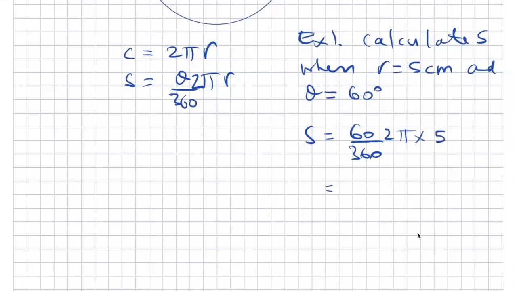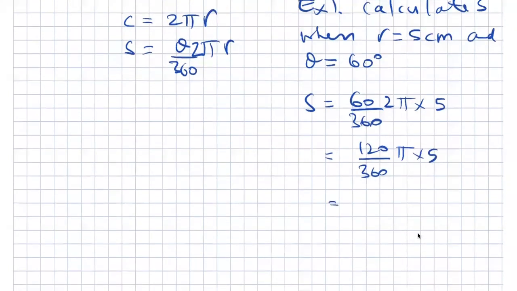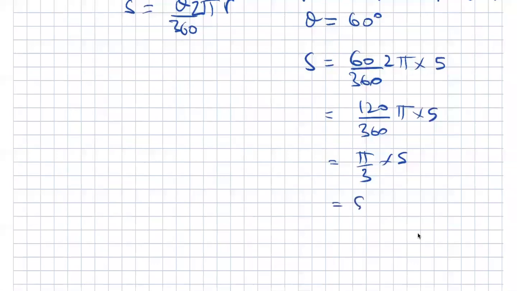And you can whack that whole thing on the calculator, but what we might do is just muck around with that a little bit. And 2 times 60 is 120. So we get 120 over 360, times 5 pi. It's actually a third. So 120 over 360 is a third. And therefore I get pi over 3 times 5. And we get 5 pi over 3.